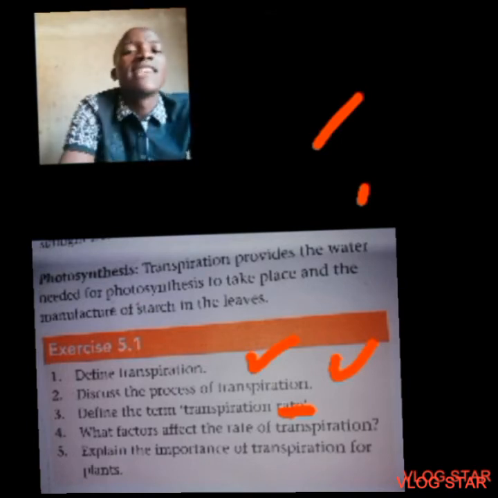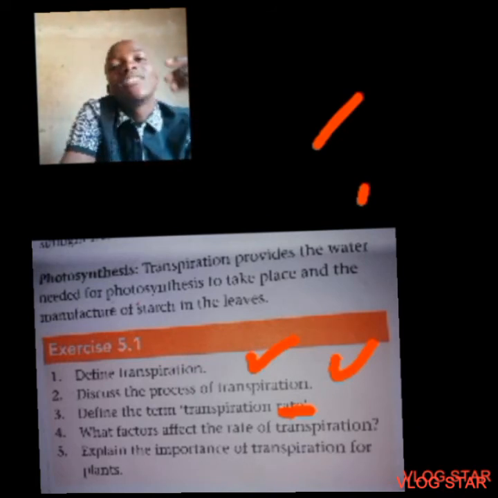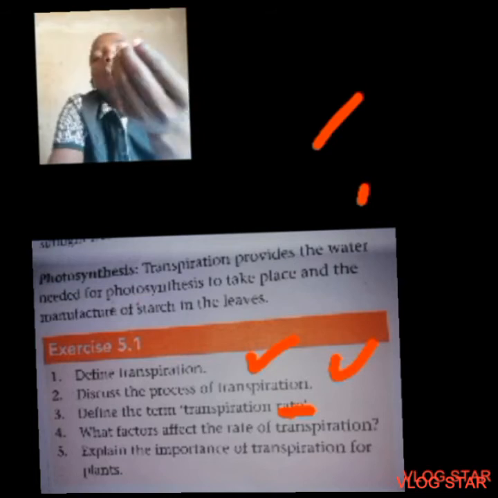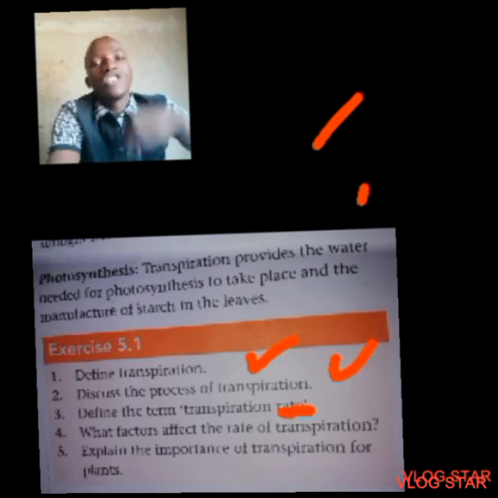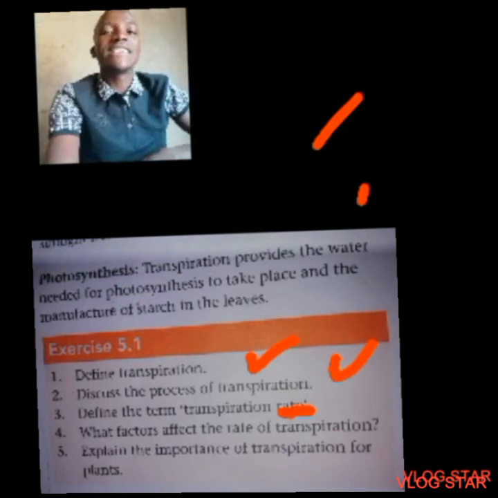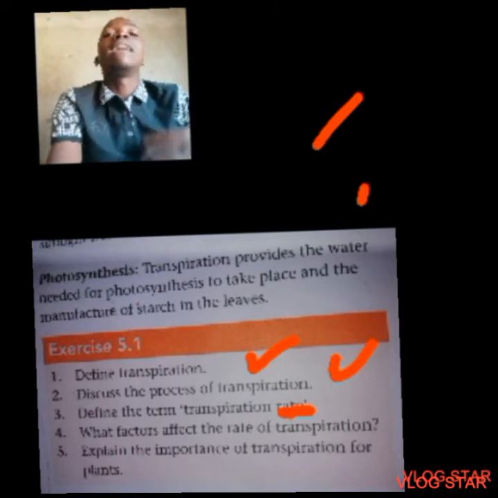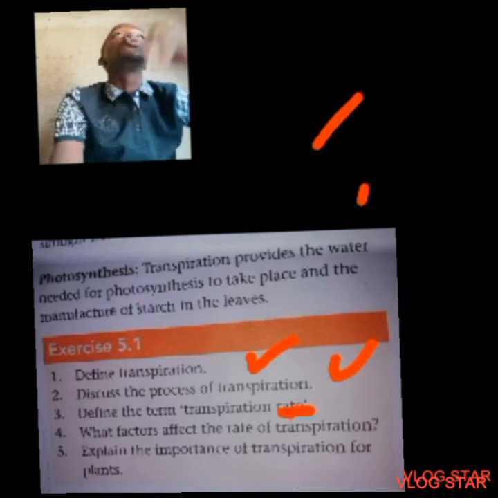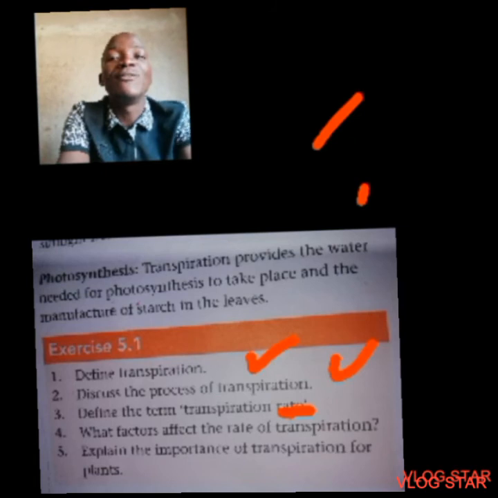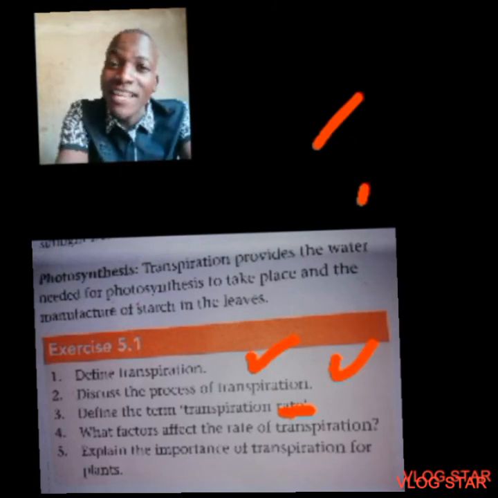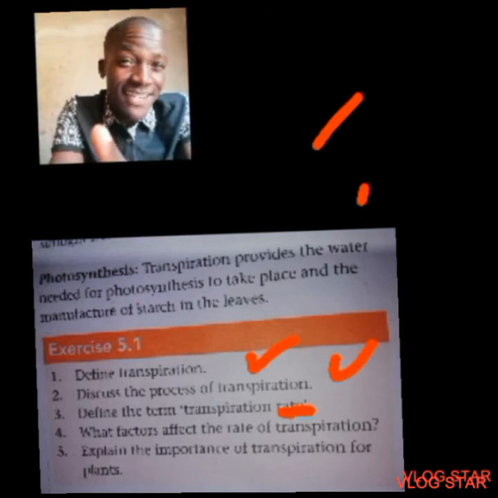Transpiration is also very, very important for the process of photosynthesis. Why is it important? Because when the water evaporates, it enters into the atmosphere, then we breathe in oxygen, and respiration takes place inside our bodies. After respiration, we produce carbon dioxide, which is then absorbed by plants to use for photosynthesis. That's how transpiration is very, very important to plants. I think you are assisted.